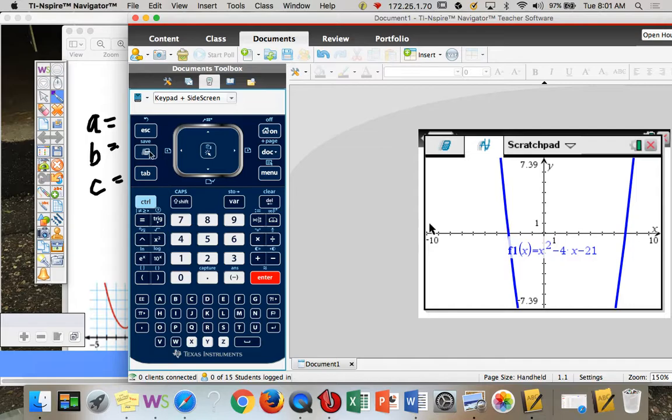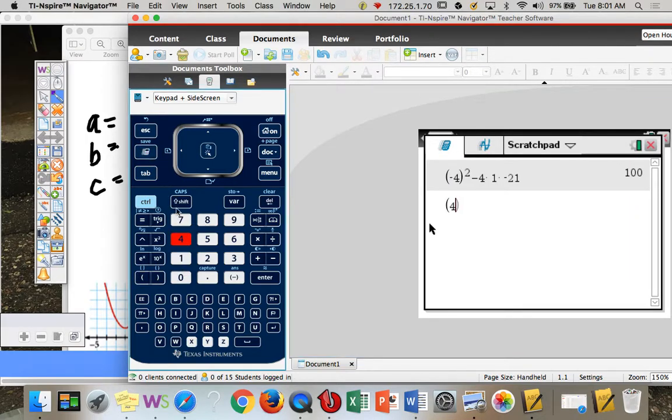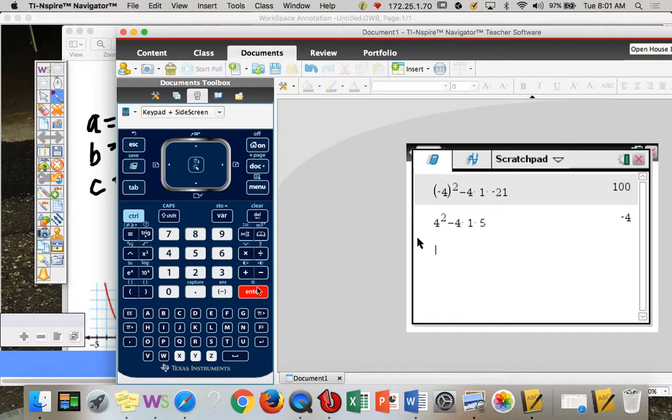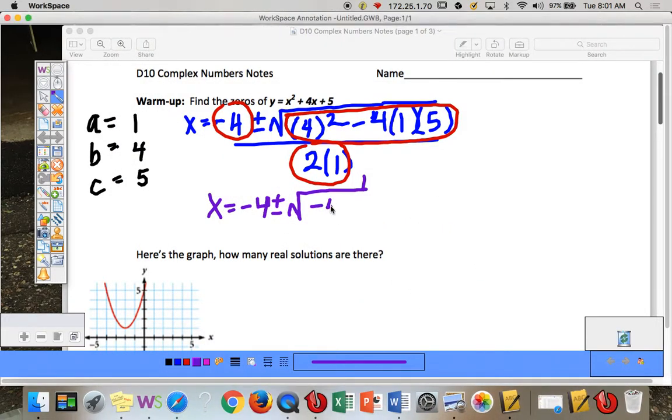So let's do 4 squared minus 4 times a, which is 1, times c, which is 5, and we get -4, all over 2. And then yesterday we talked about if you have a negative discriminant, we can't find the square root of -4 here. There's no number times itself that's -4. So we stopped and we said there's no real solution.